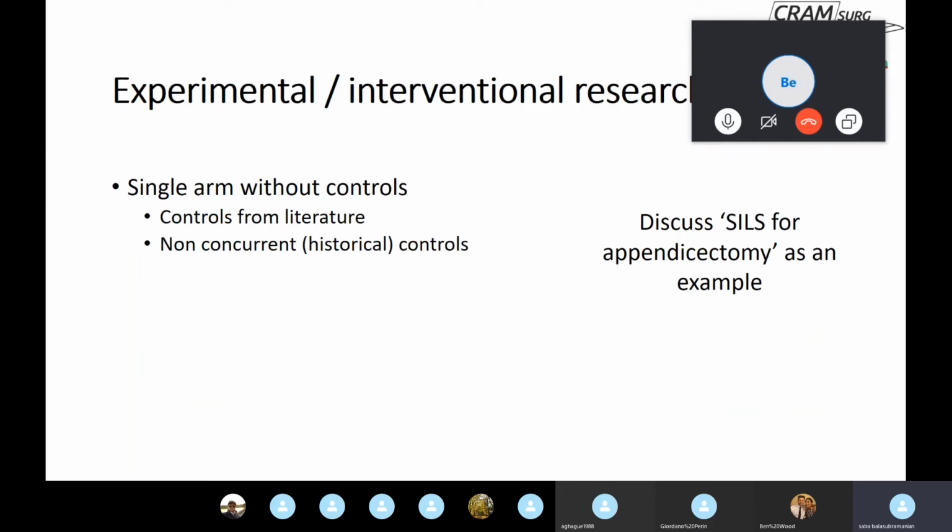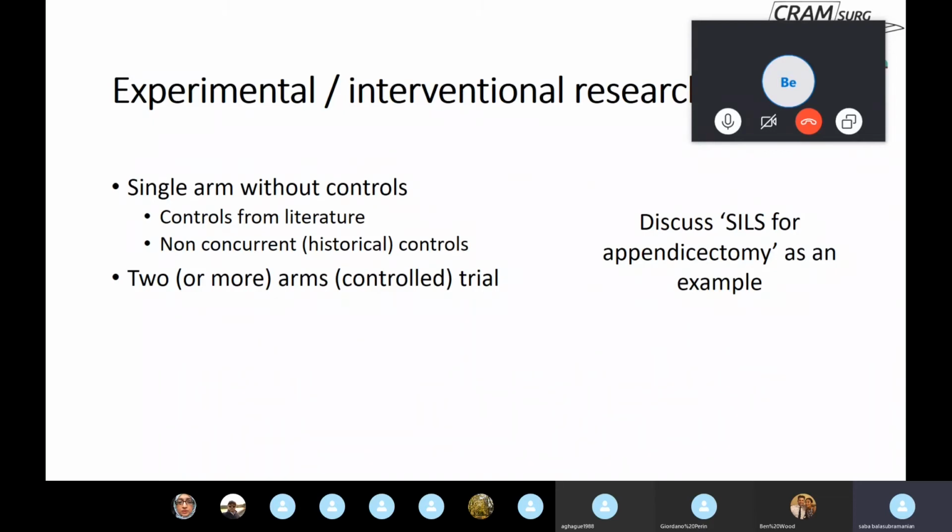Another way of getting controls would be historical controls, or what we call in epidemiology non-concurrent controls. So those could be patients who had appendicectomy at your hospital before you introduced your SILS approach. So that's one kind of experimental research.